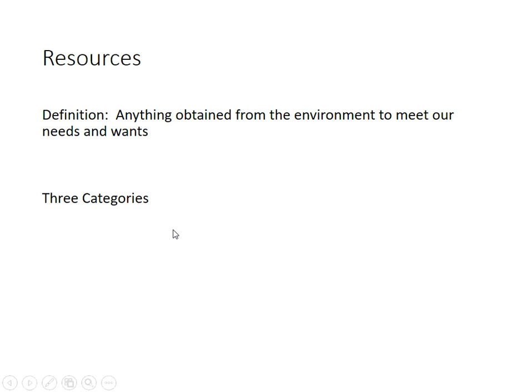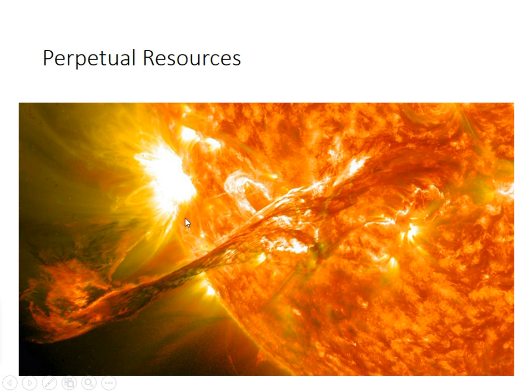We can categorize the resources that we use based on their rates of regeneration or replenishment. With these three categories, we have perpetual resources. Perpetual resources are theoretically inexhaustible. Solar energy, for example. Our sun is about 6 billion years in age, and it has another good 6 billion years to go before the nuclear fuel runs out. We're not in any danger or jeopardy of running out of solar energy.